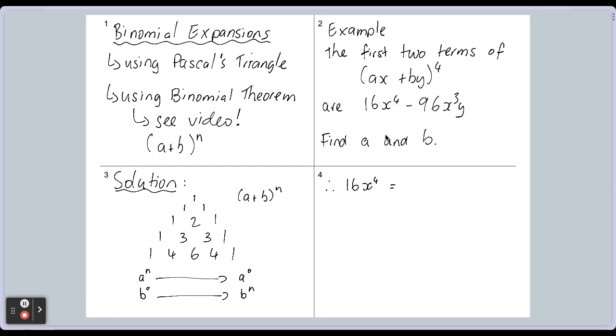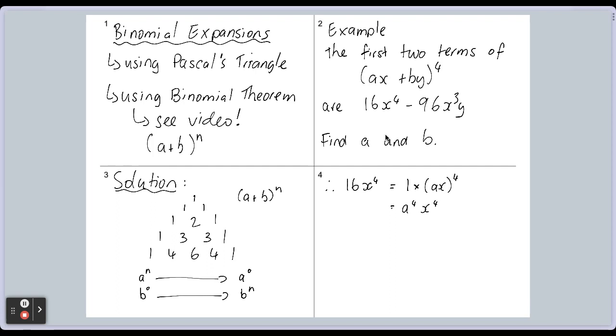And from my Pascal's triangle expansion, I'll just be a bit more explicit for this. I've got 1, the starting coefficient from that row, 1 4 6 4 1, multiplied by, and then I take the first term, which is ax, and raise it to the power of 4 because this is n equals 4. Okay, I'll simplify this by saying, well, 1 times anything is just itself, and ax to the power of 4 is a to the power of 4, x to the power of 4.